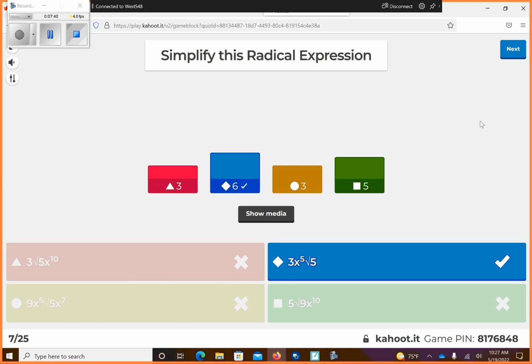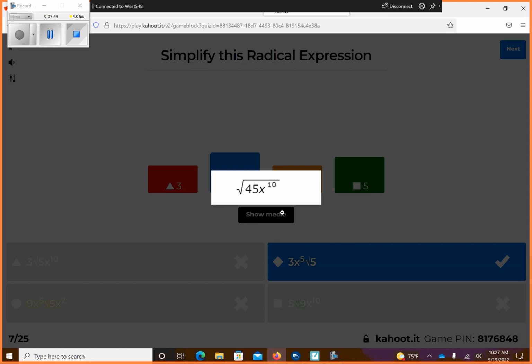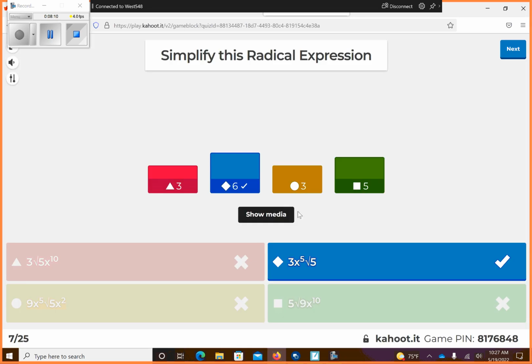Ooh, that was a tougher one. So let's see what happened there. Okay, so let's look at the 45 first. That breaks down to 9 and 5. So that's going to give me square root of 9 is 3. So I get 3 root 5. And then x to the 10th, I take half of it when I take the square root when I have something to an exponent. So I get 3x to the 5th root 5.